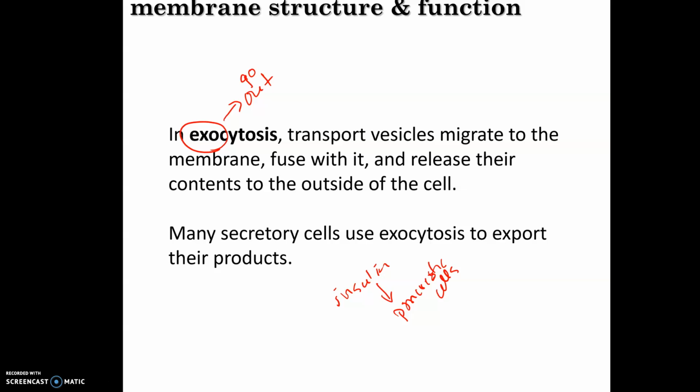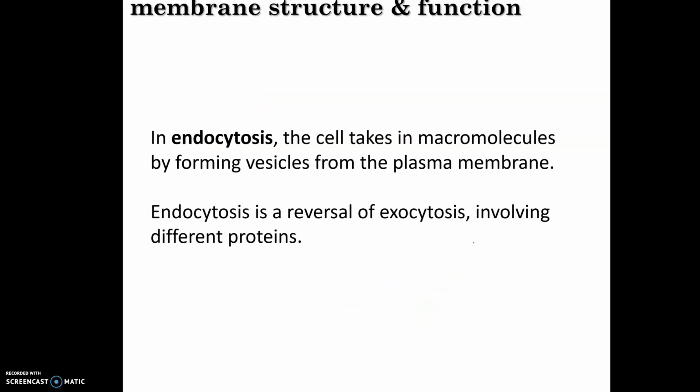Okay, so if we go to the next one, which is endocytosis, so endo means in, so this means go in. And so this means that the cell is going to take in macromolecules by forming vesicles from the plasma membrane. Endocytosis is basically just the reverse of exocytosis, but it involves different proteins.